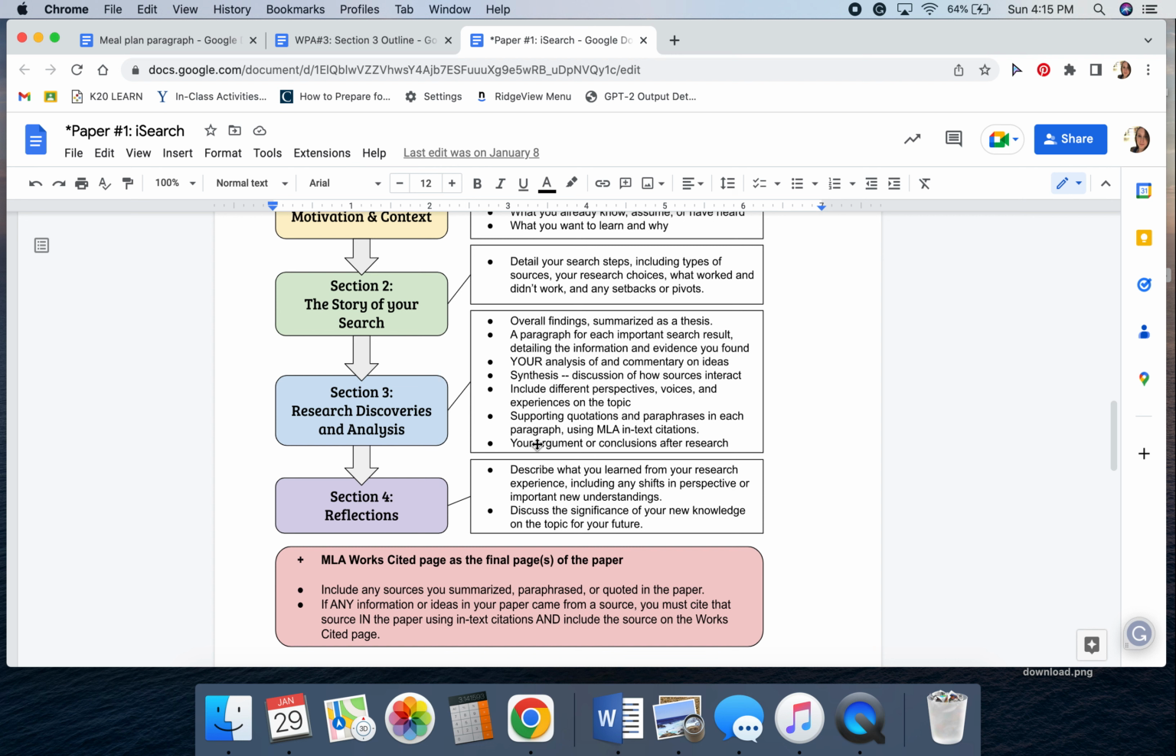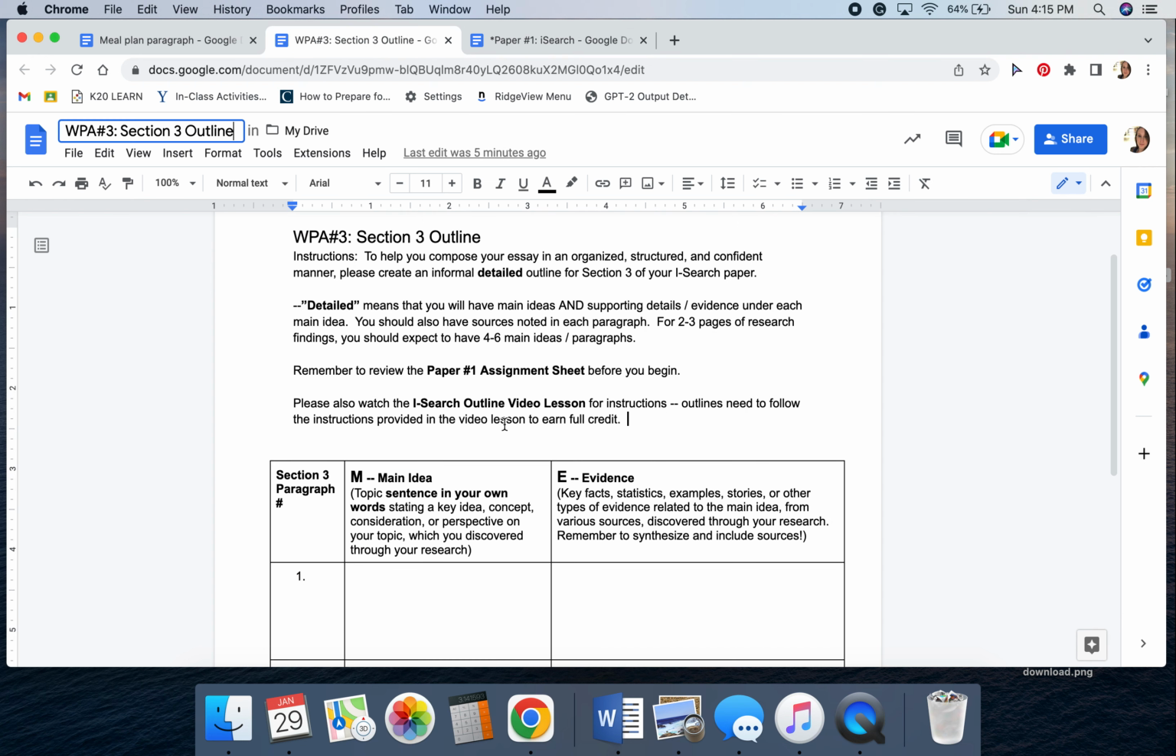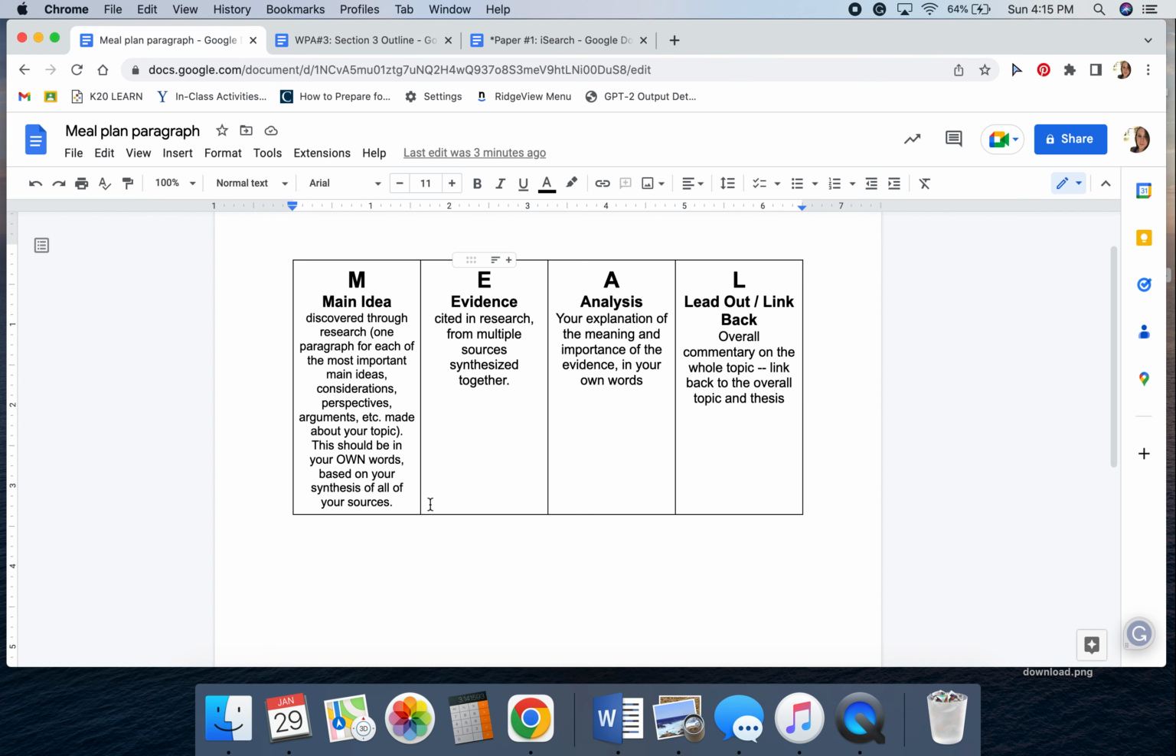Section 4's reflections, we're not there yet though, so we're just talking about outlining section 3 today. It's very similar to how you would outline any paper because this is the most traditional part of this paper. So your section 3 outline will look like this, and you'll see here M and E. So that's a reference back to the meal plan stuff that we learned about last week and into this week, where this is a paragraph, right? So this is just a way of remembering the key parts of a good paragraph.